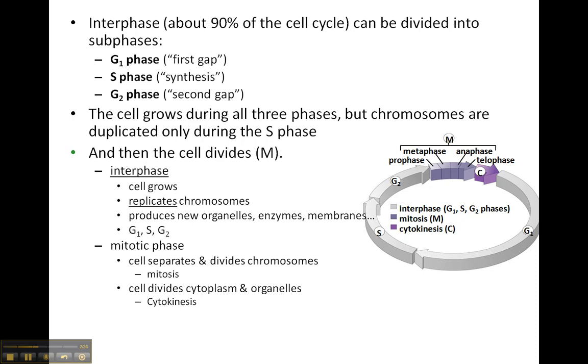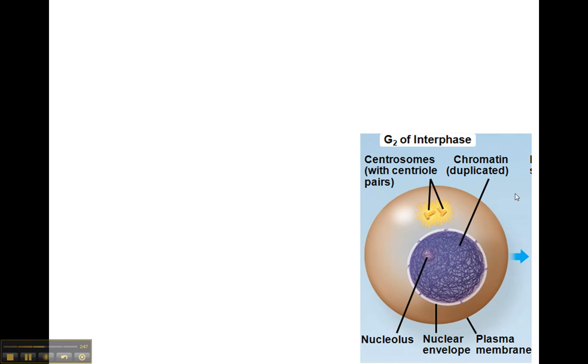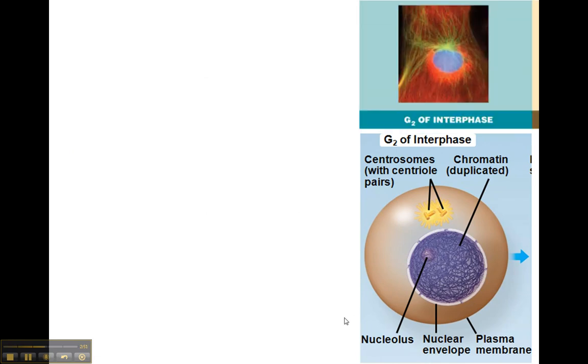And then mitosis has two parts to it. In the mitotic phase of mitosis, the cell will separate and divide the chromosomes, and sometimes that is called nuclear division. And then in the second part, cytokinesis, there's actually a division of the cytoplasm and the organelles. And then the daughter cells may repeat the cycle. So let's look at each phase a little bit closer.